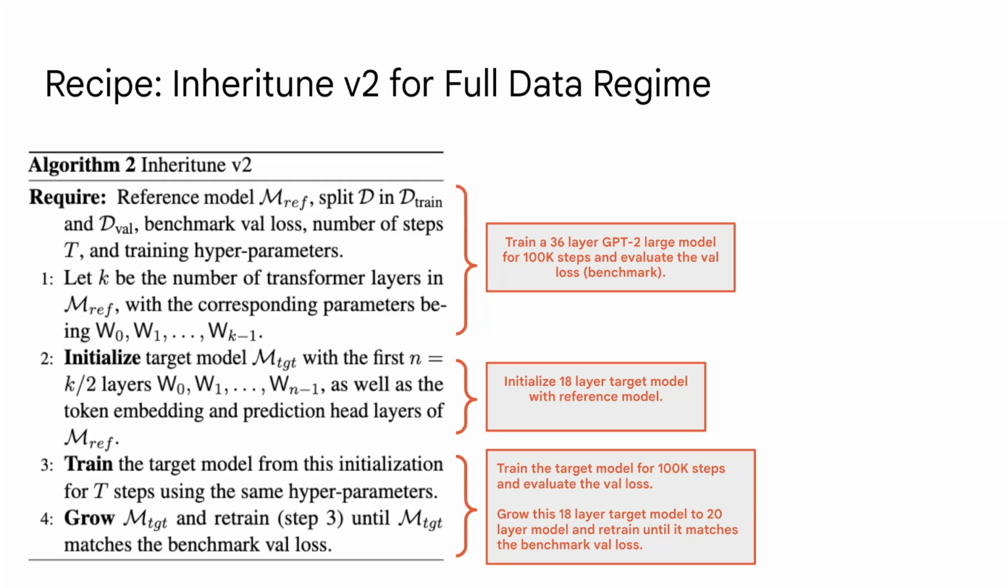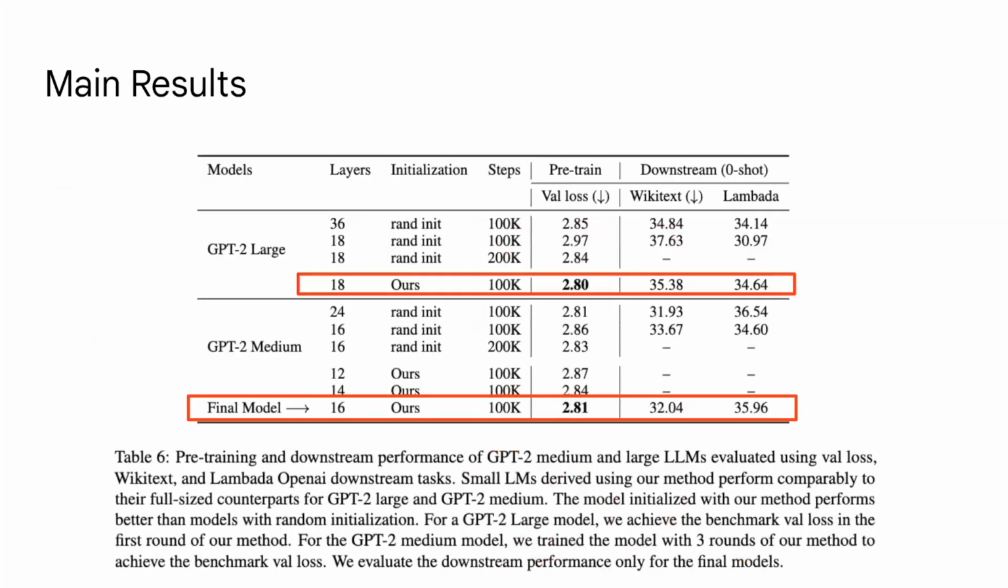So we take a model, we cut it in half, we retrain with the full data, and we keep on growing the model until we achieve the exact same val loss of the bigger model trained on the same number of training steps, or we beat the bigger model. So either we beat or we match. Okay, here are the results. It should be of interest to you.